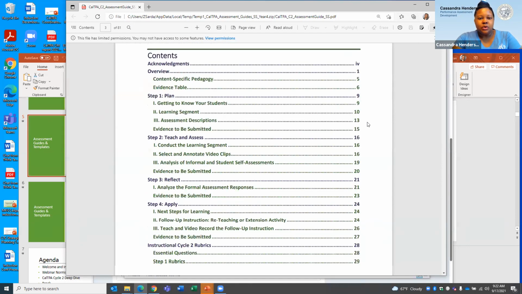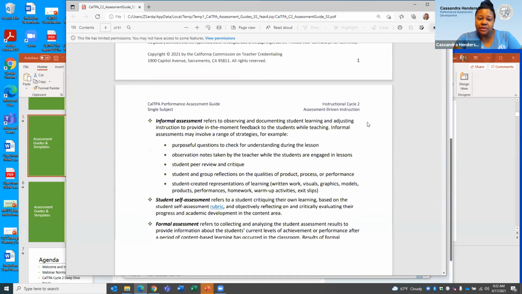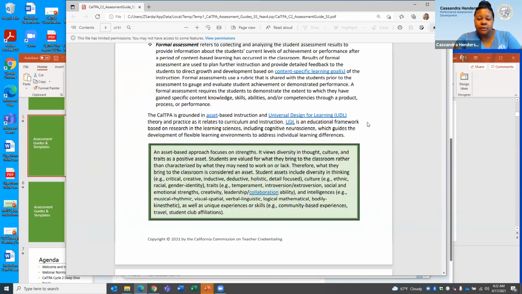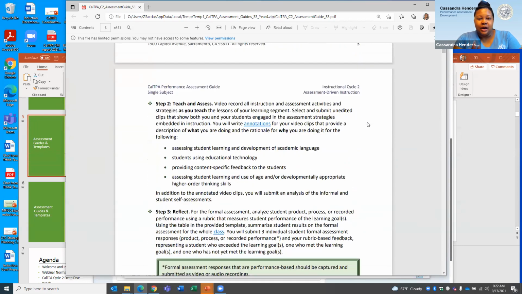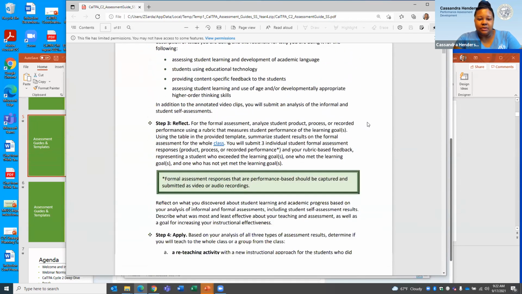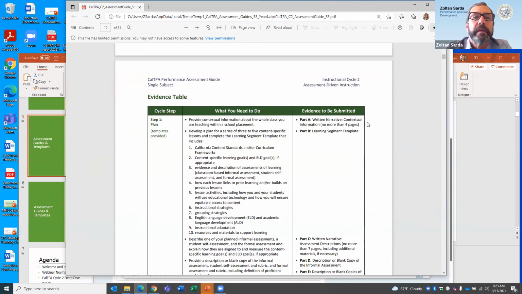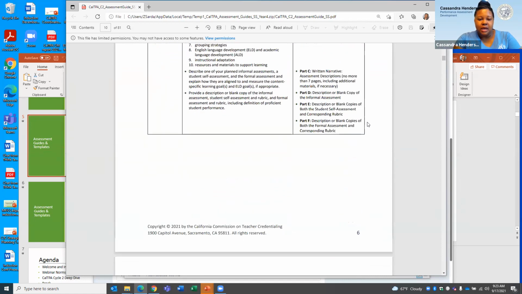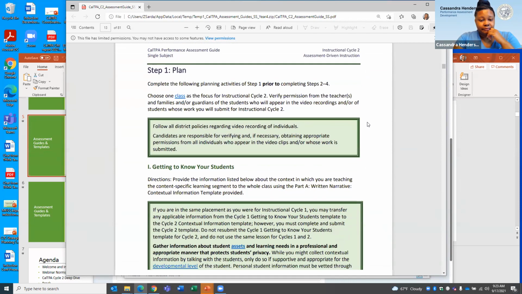Okay, good. So you have the preamble and all of the table of contents. Here's where we begin with an overview, just like cycle 1. All of this is the same. And then we get down to the evidence table. Cycle 1 had that as well. And if we keep going, we will get into the steps.